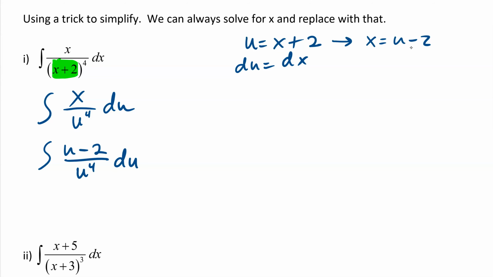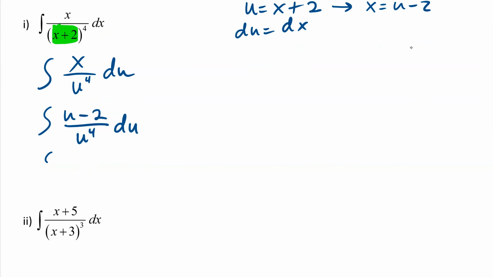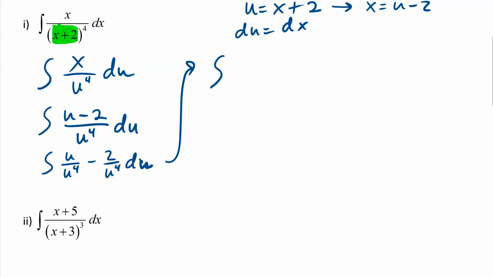And you may think, well, it's still a quotient. Yes, but it's something we can simplify. So this becomes u over u to the fourth minus 2 over u to the fourth. It's because we have now turned it into a division with one term, not that massive thing that we have here. So now we end up with the integral of u to the negative 3 minus 2 u to the negative 4 du. They're general powers.